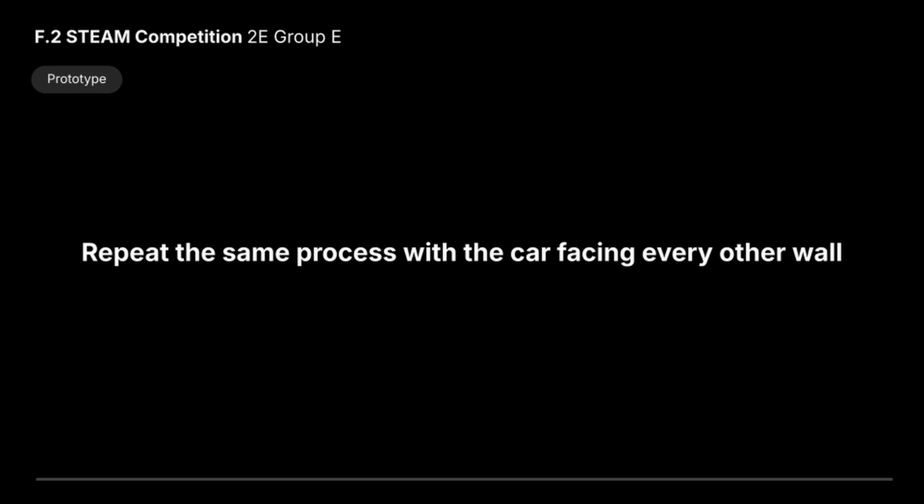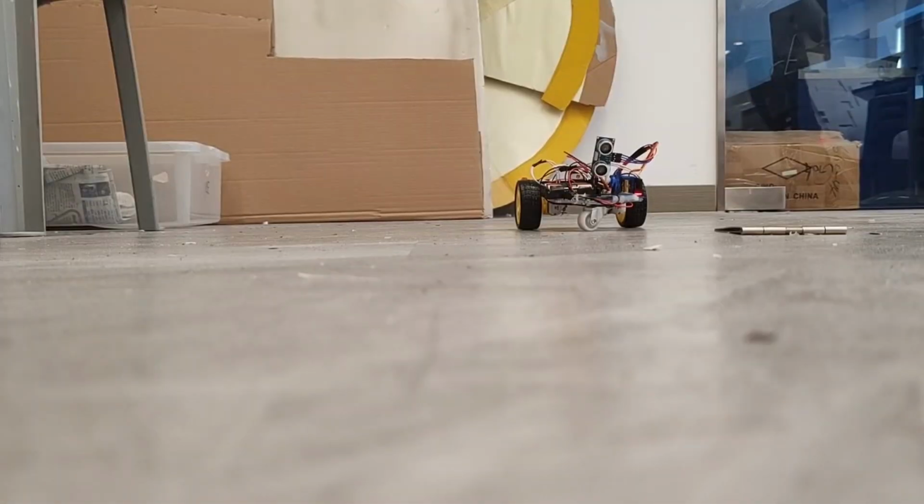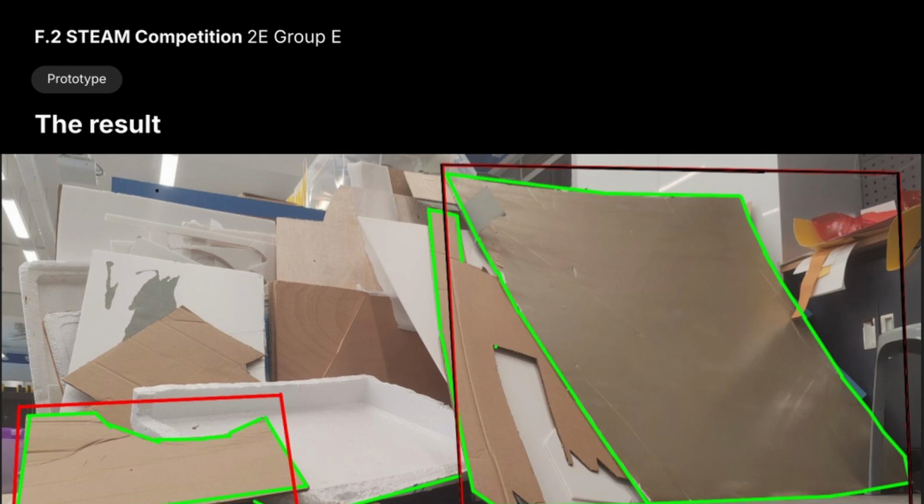Repeat the same process with the car facing every other wall. It would be able to produce a 3D representation that would represent the environment. Now we will explain how our prototype and how our final product will work.